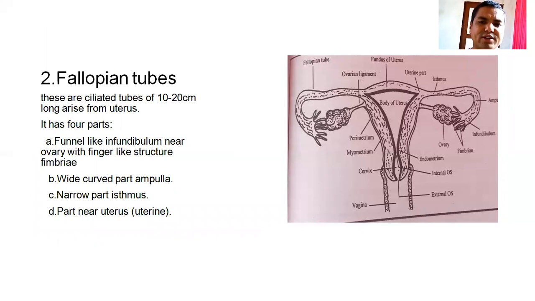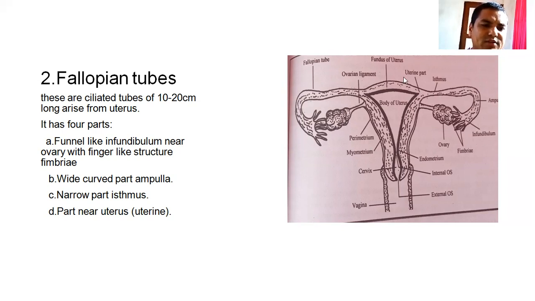Fallopian tubes, which you can see in the figure also, are in the upper part of this female reproductive organ. These are ciliated tubes, 10 to 20 centimeters long, arising from the uterus. They have 4 parts: the funnel-like infundibulum near the ovary with finger-like structures, the fimbriae. You can see that funnel-like structure with finger-like projections; that is the infundibulum, which catches or accepts the ova released from the ovary. You can see it in this figure also.